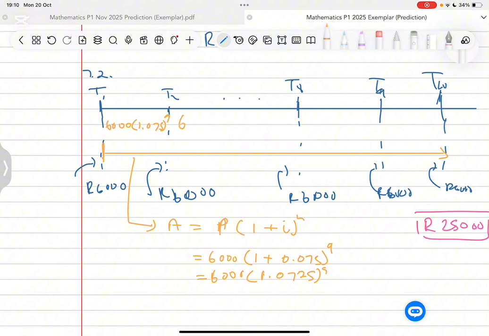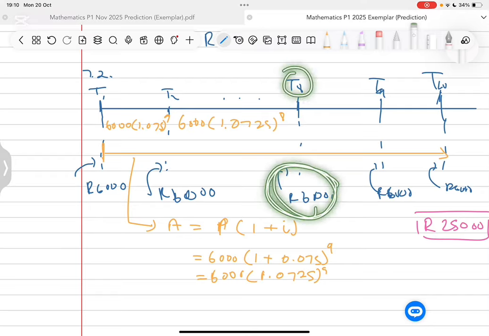So that means here we are going to have 6,000 × 1.0725 to the power 8. And the third payment that will be made somewhere here, it will stay for 7 years. And this will continue like that until we get to the payment that will be made at the beginning of the 8th year here.